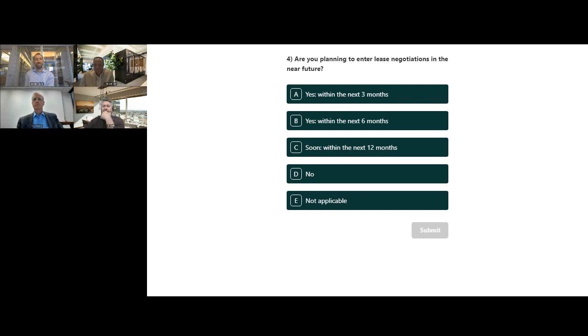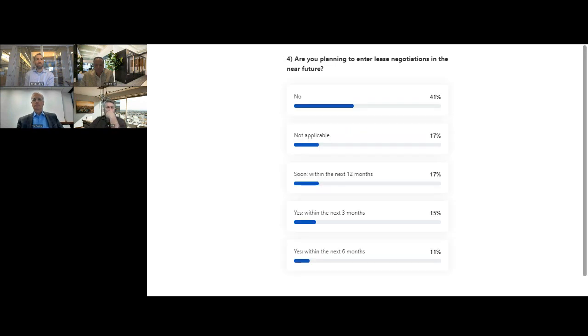All right, here are the results. So are you planning to enter lease negotiations in the near future? 40% basically just said no. So that either means they've already got a stable lease and don't need to do anything, or, again, their leases aren't up yet. But we've got 17% looking to do lease negotiations in the next 12 months. I think if you're Paul feeding that, you're going to say you need to contact your broker now because it takes time to set that stuff up.